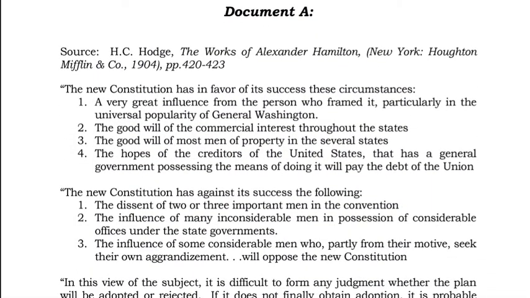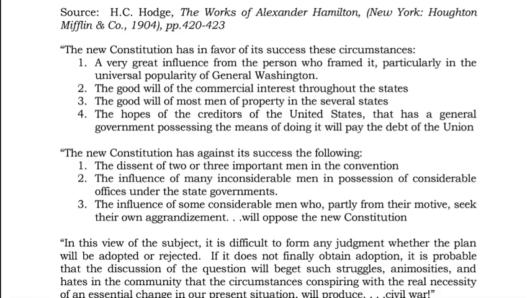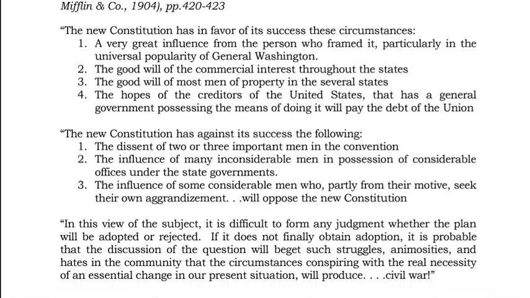Document A. Let's take a look at Document A. It is Hamilton. Okay? Hamilton. What do we know about him? Yeah, you know quite a bit about him. He's the Federalist, loose interpretation of the Constitution. Wants a powerful federal government. So let's take a look at what this says.